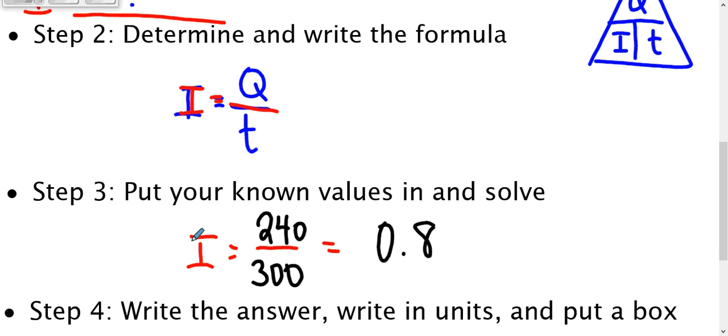So we sub in our values and we solve. So current, I, is equal to 240 divided by 300. So I use my calculator, 240 divided by 300. Again, you'll notice it's not just the bigger number that goes on the top. I have to match up what I wrote down as my known into my formula. It equals 0.8.